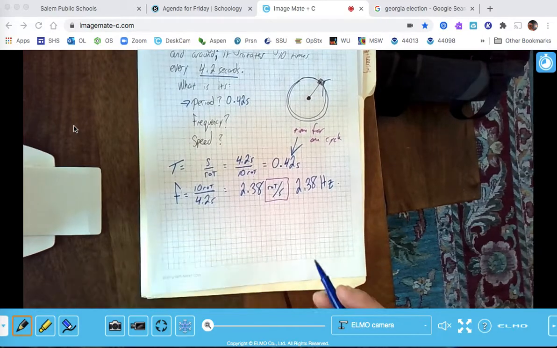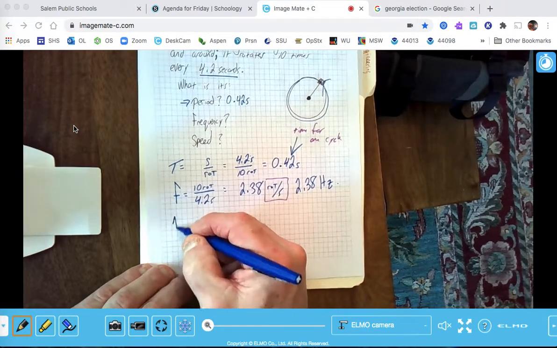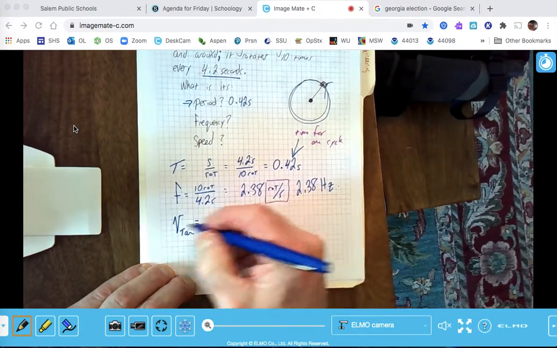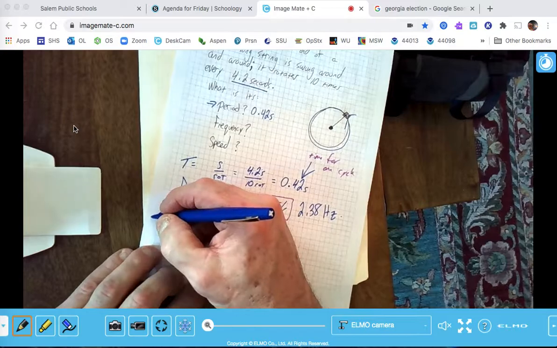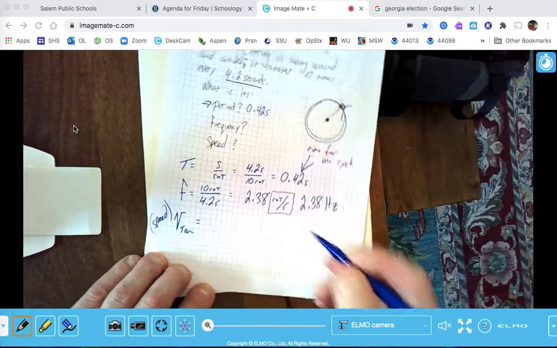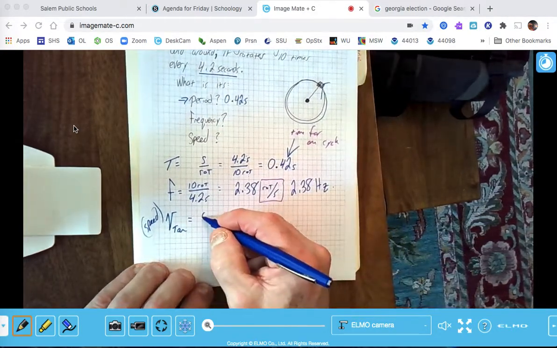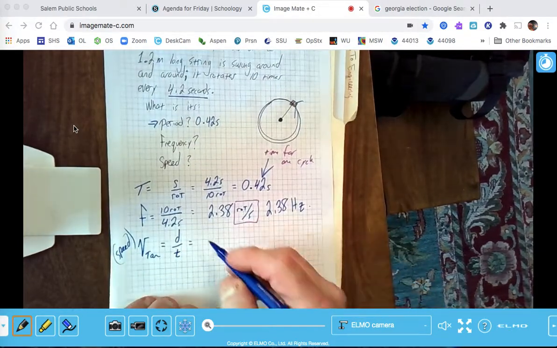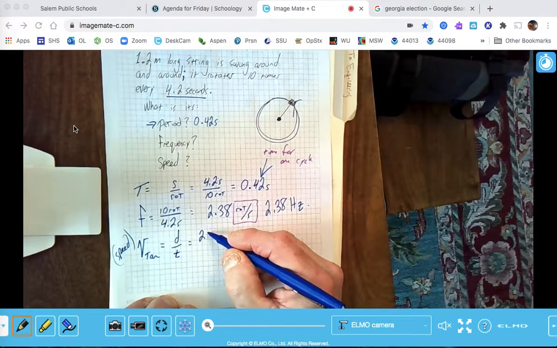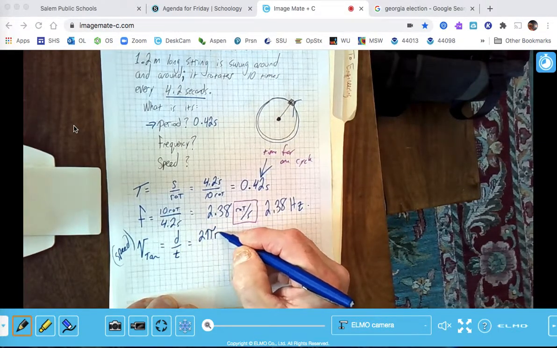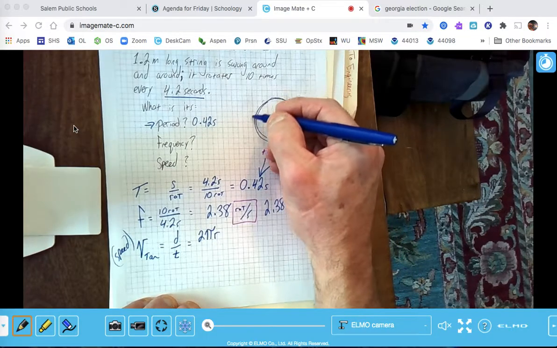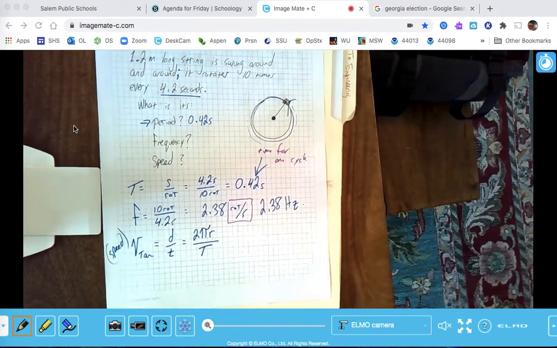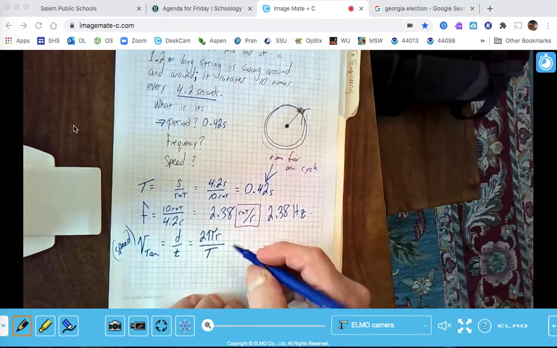Right? We have a fancy name for speed in a circle. We call it V-tan. But it's just speed, right? V-tan, or speed. So let's see, speed is distance divided by time, and the distance around a circle, the circumference, is 2 pi r, and the amount of time it takes we call the period.